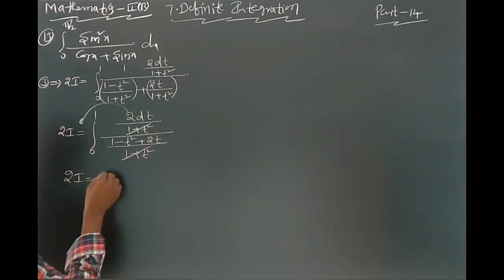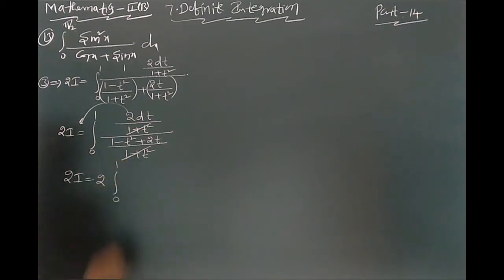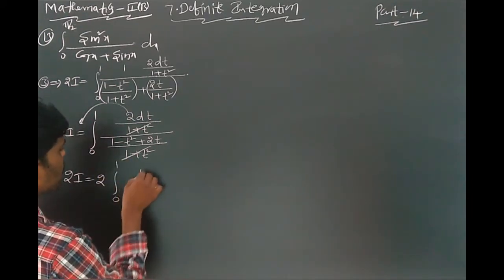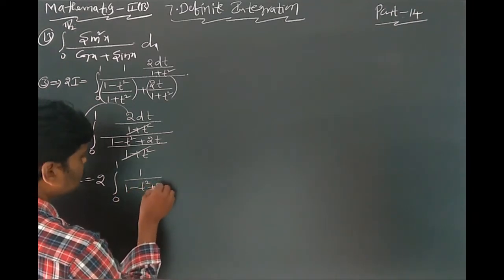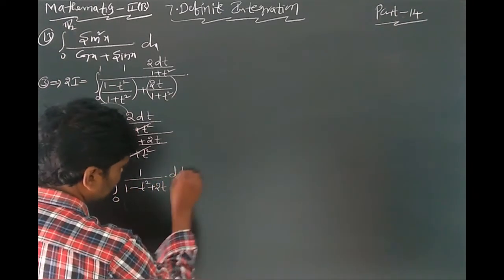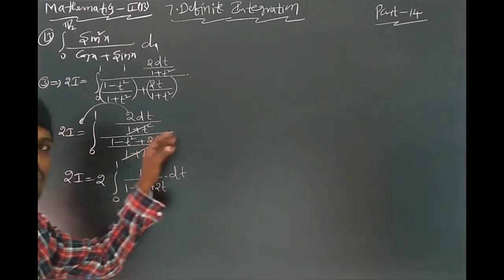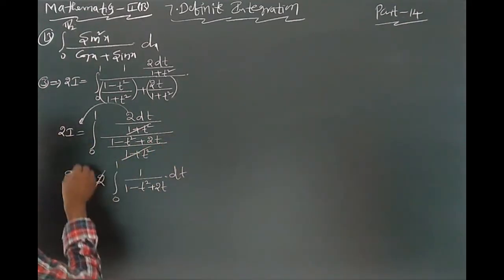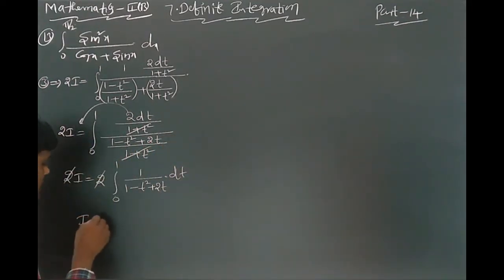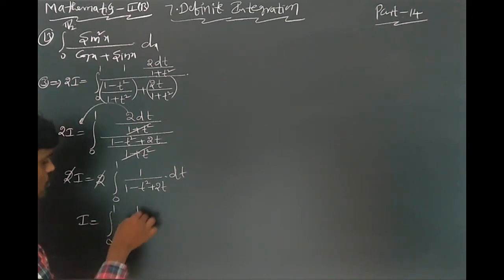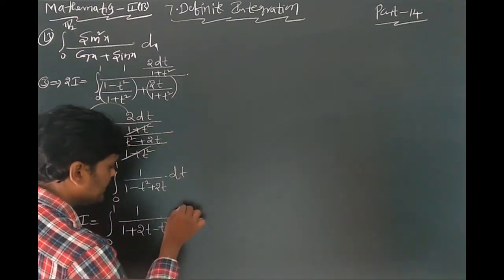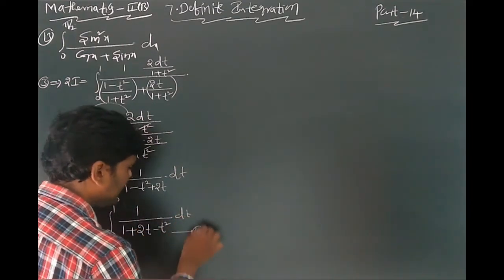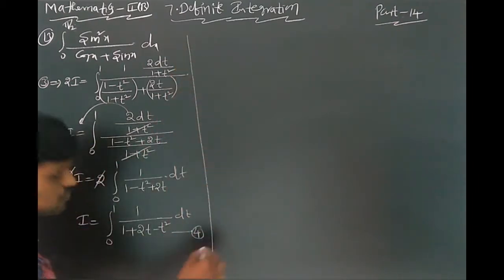2I is equal to 2 into the integral from 0 to 1 of 1 by (1 minus t square plus 2t) into dt. Here the 2 gets cancelled. I is equal to the integral from 0 to 1 of 1 by (1 plus 2t minus t square) into dt. Suppose we call this equation number 4.